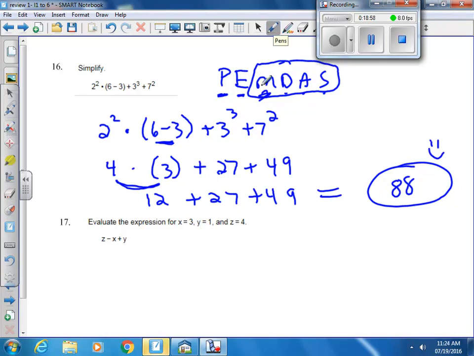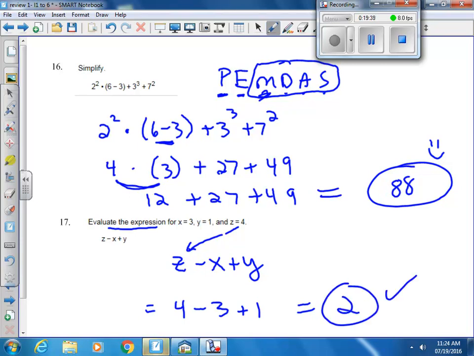Like I said, order of operations is going to follow us through the entire course. By the end of the course, we want to be comfortable performing order of operations on not just whole numbers, but on integers, on decimals, on fractions. So all kinds of good stuff will be to come. All right, and now we have evaluate the expression, another critical skill. So z minus x plus y. We're going to grab 4 and plug it in there for z. Plug 3 in for x, plug 1 in for y, and just crunch that out. 4 minus 3 is 1, 1 plus 1 is 2, and that one wasn't too bad.